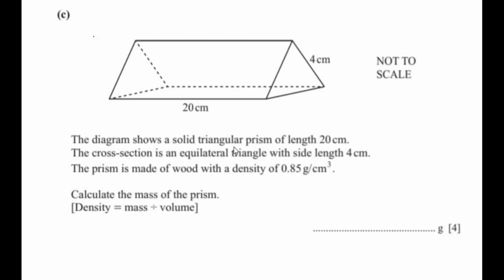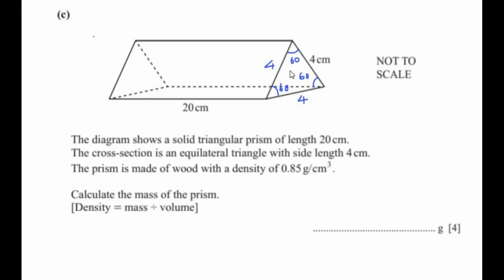So here let us focus on the hints given. They have said that the length of the triangular prism is 20 cm and the cross section, that is this face and this face of the prism, is an equilateral triangle. So if this is an equilateral triangle, all the angles are going to be 60 degrees. So this is 60, this is going to be 60 degrees, and this is also going to be 60 degrees. And at the same time, the side lengths are also going to be same. That is, this side is going to be 4 and this side is also going to be 4.